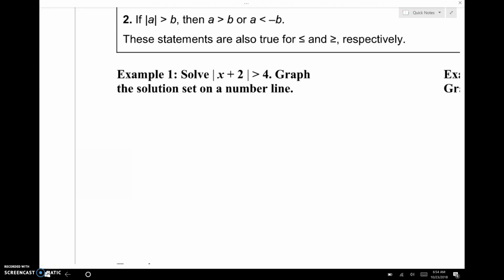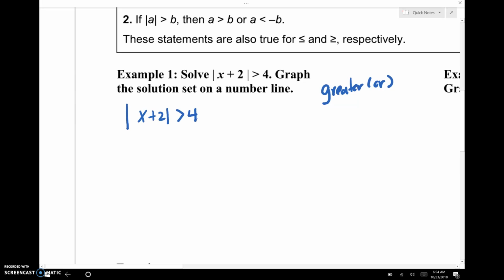What we're doing here is we're solving an absolute value inequality. In order for us to solve this, we have to set it up as a compound inequality. You notice that we have greater than, so the compound will be "or." We're going to have the absolute value of x plus 2 is greater than 4.